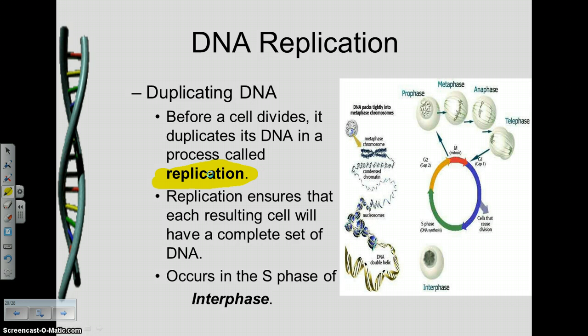If we divide a cell without copying DNA, then we just end up with cells that have half the amount of DNA, which we of course don't want to happen. We want to make sure that each cell ends up with a full set, so we duplicate the DNA before we divide the cell. And of course, this takes place in the S stage of interphase.